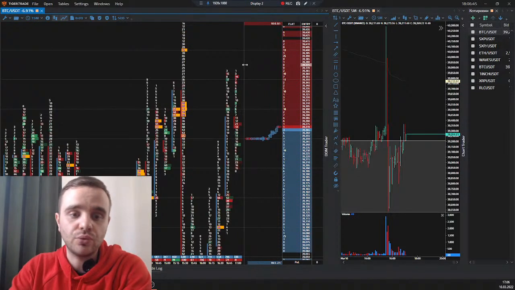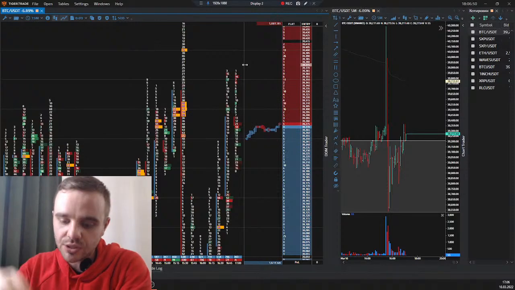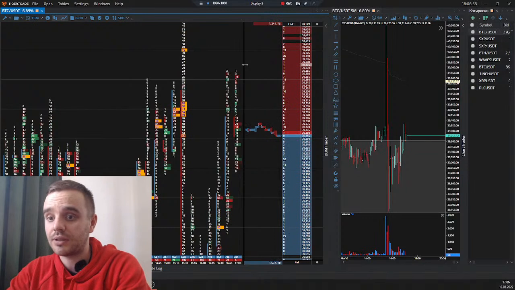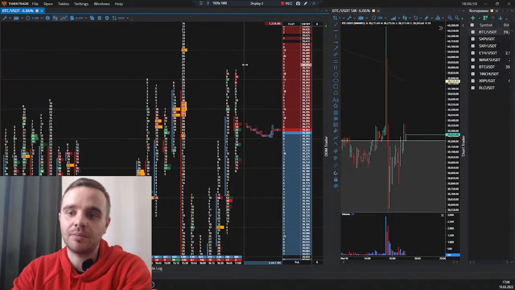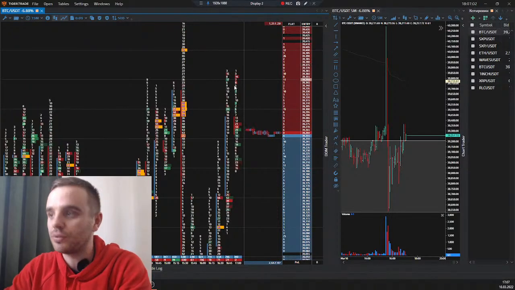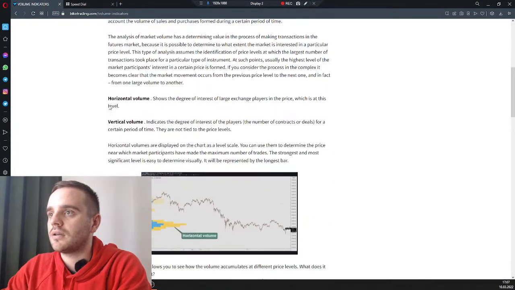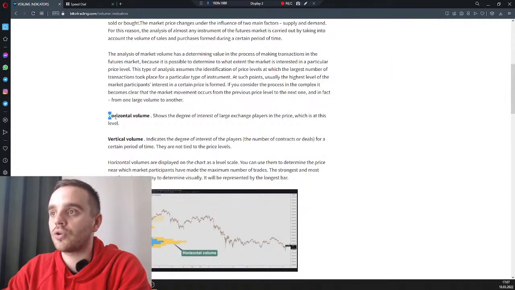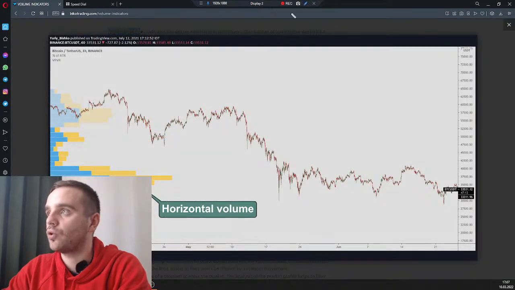And I will show you confirmation: when you see clear and powerful volume, especially in breakout patterns and false breakout patterns, it makes those patterns significantly more powerful. That's why it's so important for us to use a volume indicator. Okay, let's cover first: we have two types of volume indicators, horizontal volume and vertical volume. Have a look at this picture. Horizontal volume is this one.